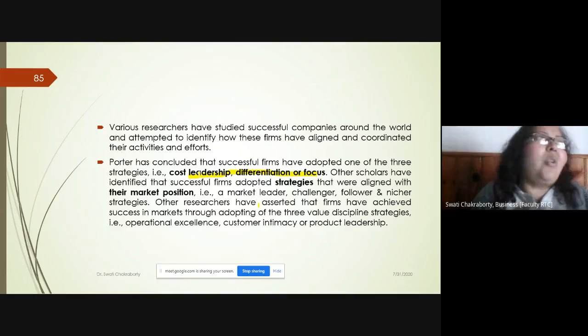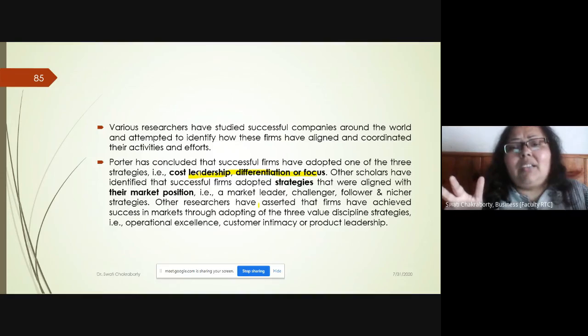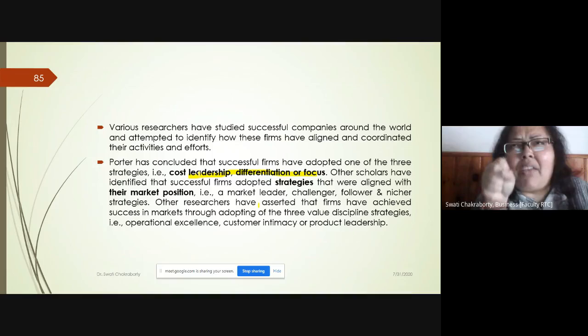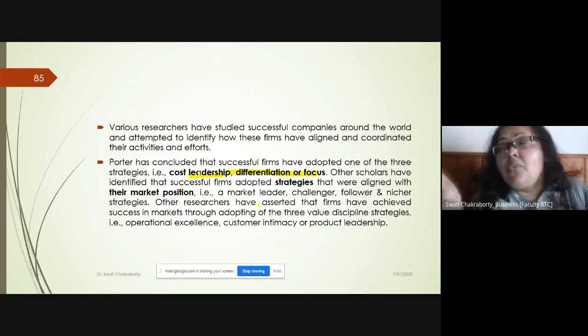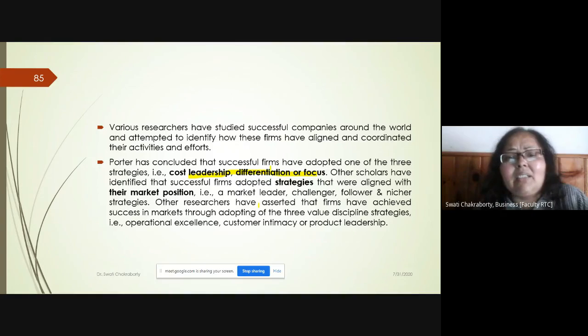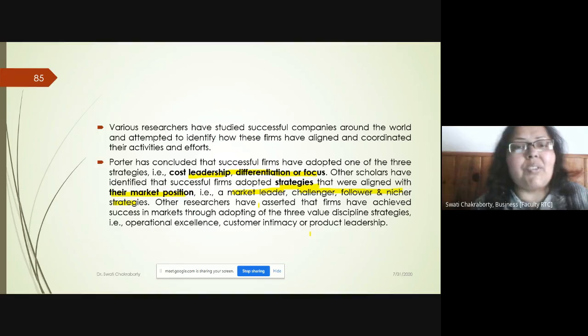Differentiation is where your products are different, unique from the others, right? Price is not the factor, but how unique it is. And focus is much narrower, when you start targeting a very narrow, targeted group of customers. You know what their wants are, what their budget is, and you can do it. This is one way of classification. There can be other ways, where successful firms have adopted strategies which align with their market position, that is, whether they are market leader, challenger, follower, or niche, right? So it depends. Each firm uses their own policies, right?